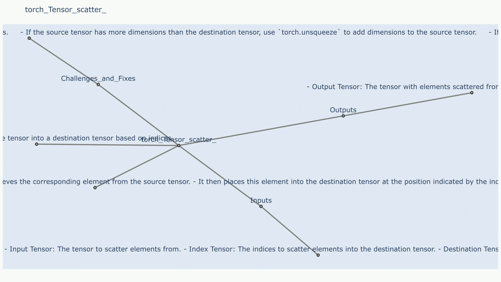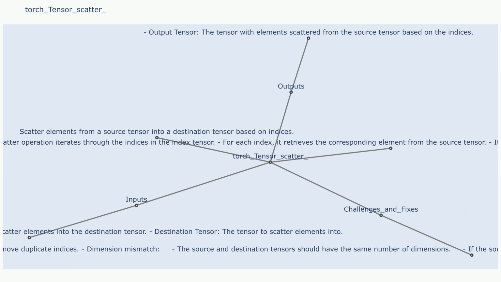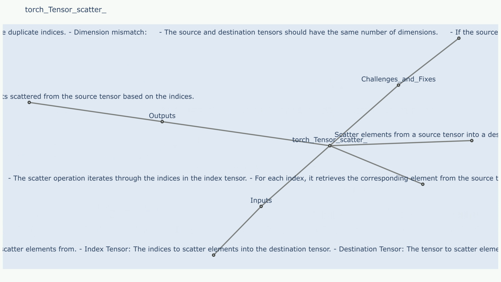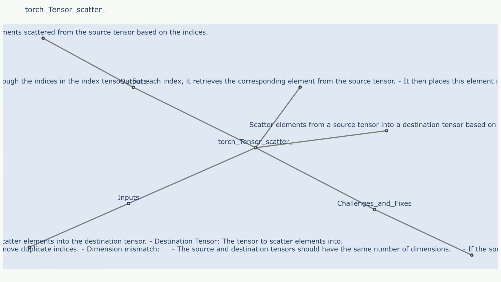It should have the same dimensionality as the output tensor. The number of elements in this tensor should match the number of unique indices in the index tensor. Index: a tensor containing indices that specify where the source values should be scattered into the destination tensor. The dimensionality of this tensor should be 1 less than the dimensionality of the destination tensor. None: the scatter function modifies the destination tensor in place, so it does not return a new tensor.